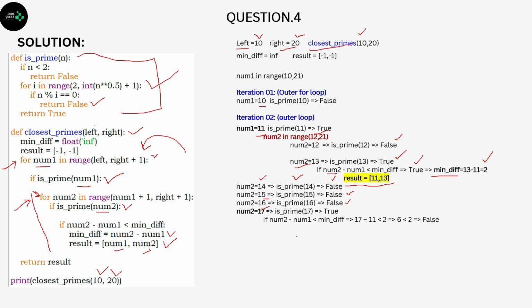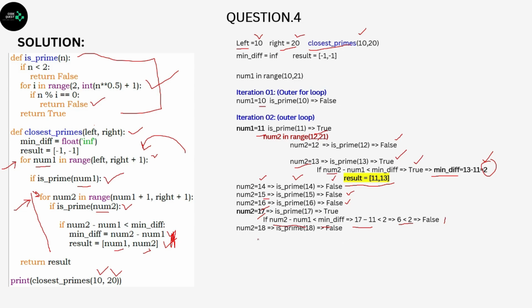Once again, we will check the difference num2 minus num1. So what is num2 now? 17. What is num1 as of now? That is 11. So 17 minus 11 is 6. Is it less than the minimum difference? What is the latest minimum difference? It is 2. So 6 less than 2 is false. Hence, I will not be updating either of them because this condition has failed.